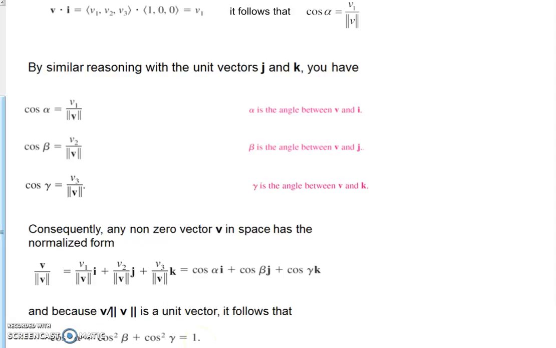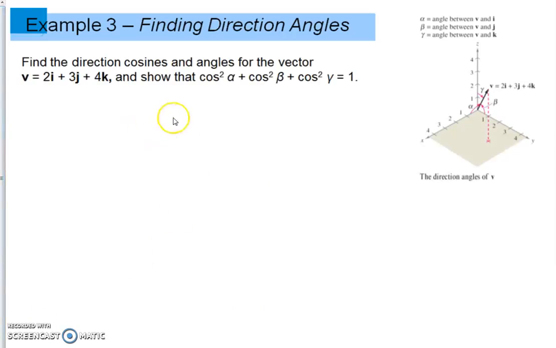Okay. So let's try to find direction angles here. So I've got a vector 2, 3, 4 coming out right here. You can see the picture of what's going on. And we want to find the direction cosines and the angles for this vector, and then show that this is equal to 1. For time's sake, we're probably going to just do part of this. We'll find the direction cosines here first.